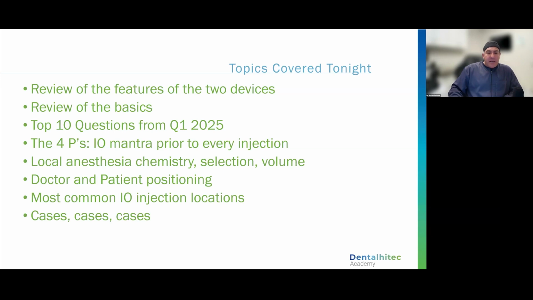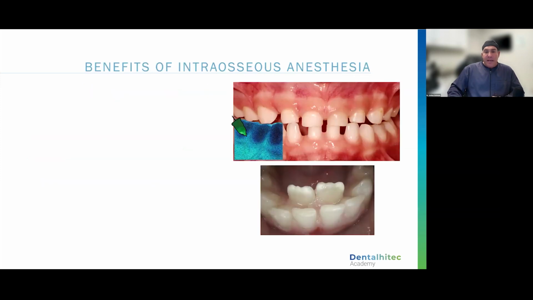We'll talk a little bit about local anesthesia chemistry. We'll talk about positioning. And then really what I want to spend a fair amount of time on tonight is going over example cases, because when doctors ask about access, or how much local anesthetic we give or what anesthetic we give, that's really best described as we go through these cases.